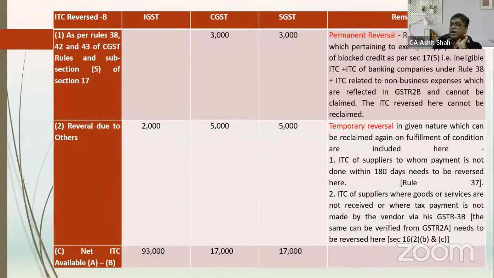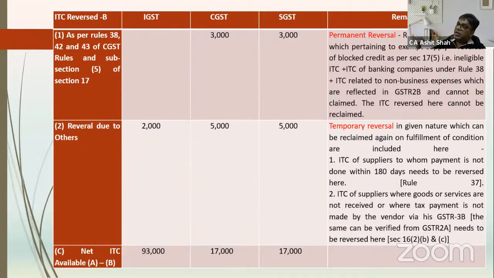Now suppose ITC of a supplier where the goods or services are not received, or where tax payment is not made by the vendor via 3B, the same can be verified from 2A. Now very important thing, 16(2)(aa) 2B वो क्या बता रहा है? You can claim the credit only if the other person has filed the GSTR-3B. वो कहाँ से पता चलेगा? वो 2B में दिखता है? नहीं दिखता है। वो कहाँ दिखता है? 2A में दिखता है. So now you need not tally 2B क्योंकि 2B में you will get the eligible ineligible. 2A में आपको दिखेगा कि whether that person has filed the return 3B or not. If he has filed the GSTR-3B, that means he has discharged the tax liability and you can take the credit for the same.